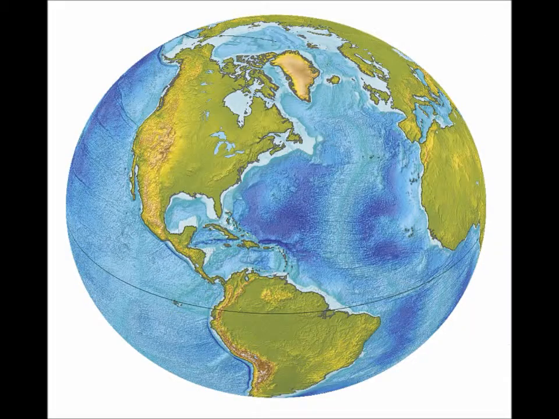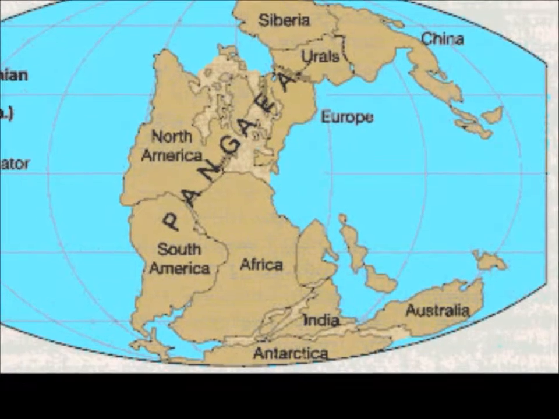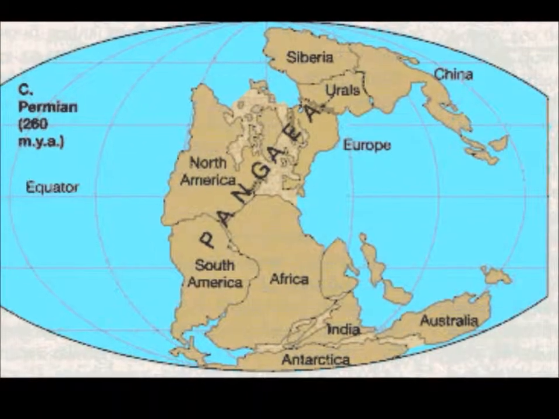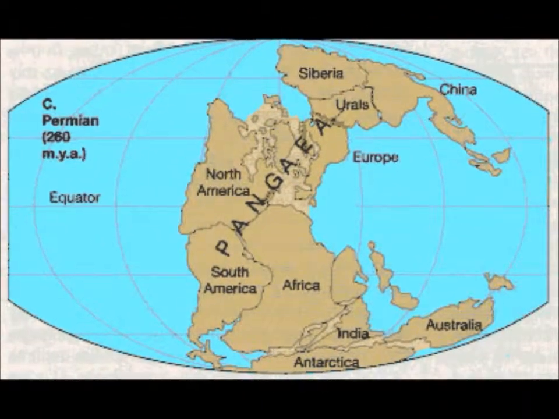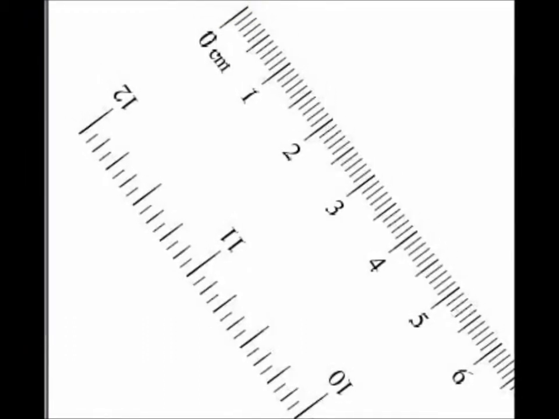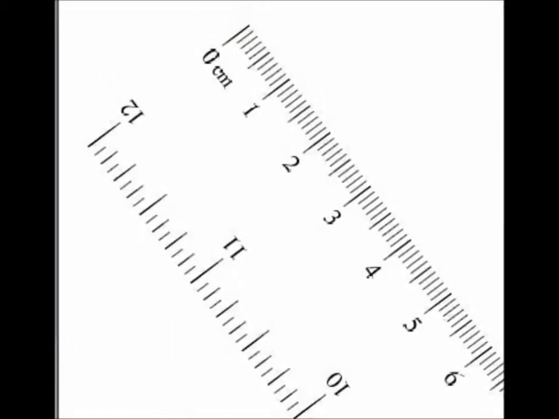one time our Earth looked like this, with all of the continents fitting together like the pieces of a puzzle. At the rate of about 5 centimeters per year, the continents began to drift apart. Wegener called this supercontinent Pangaea.